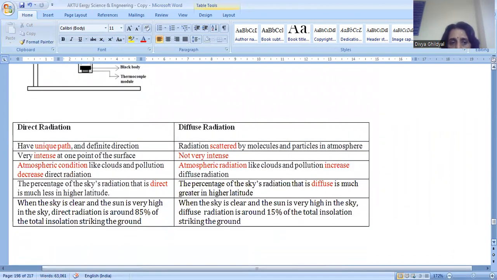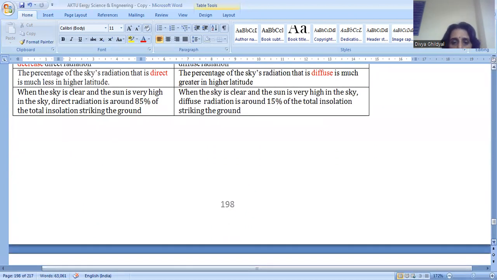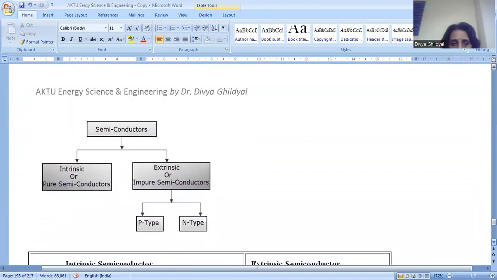Direct radiation and diffuse radiation, the main differences are direct radiation has a unique path, diffuse radiation has a scattered path. Direct radiation is very intense, diffuse radiation is not very intense. Direct radiation, atmospheric conditions like clouds and pollution decrease it. Diffuse radiation, atmospheric conditions increase the diffuse radiation. And direct radiation, the percentage of sky's radiation that is direct is much less in the higher latitudes, while the reverse is there in the diffuse radiation.